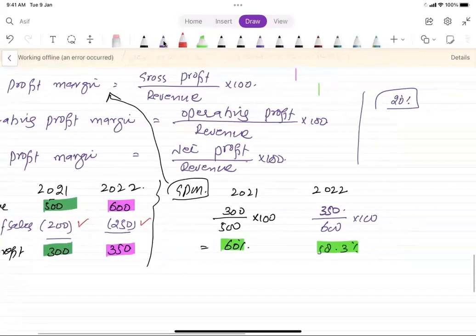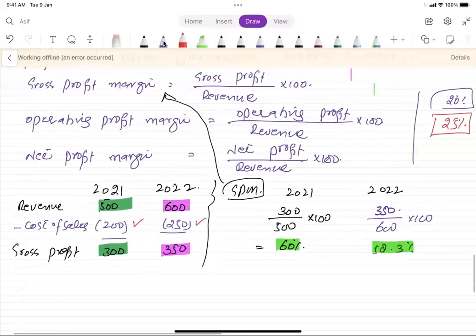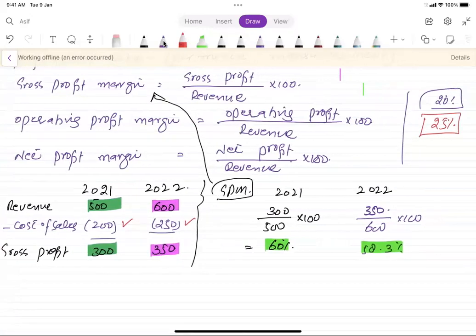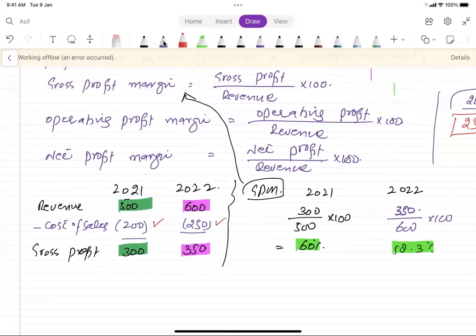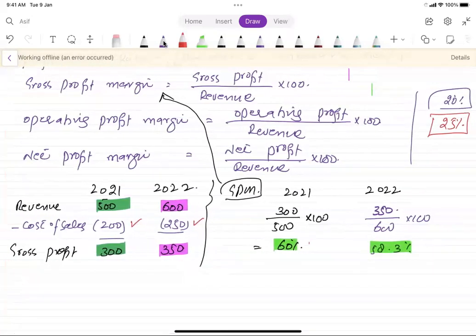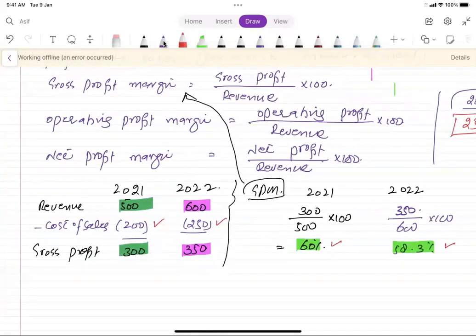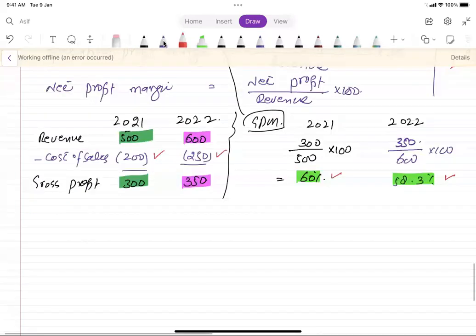Cost of sales, how much percent increase will it be? 25%. Yes, so we increased sales by 20%, but the expenses for those sales increased by 25%. It means our sales are increasing, yes, but our expenses to make those goods that we are selling are increasing more than the increase in sales. As a result of that, our gross profit margin has decreased. This is the way we business students, this is the way we analysts think.